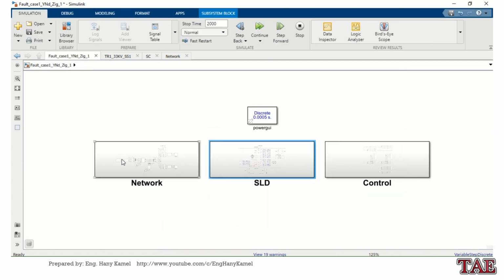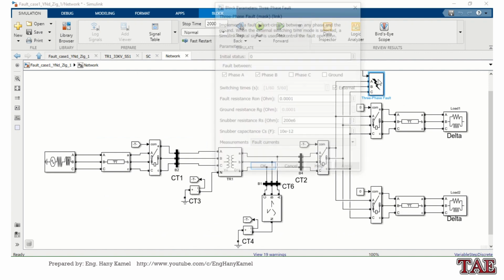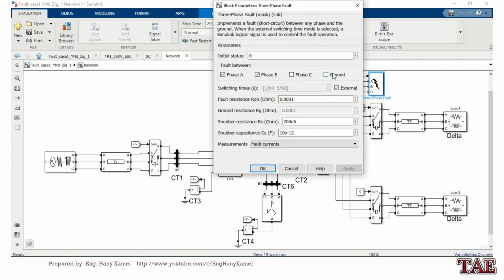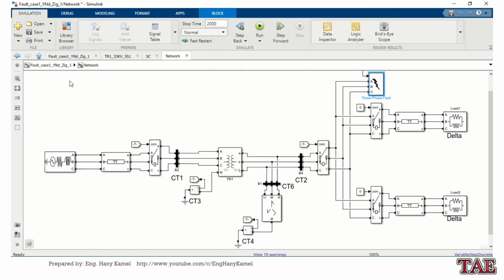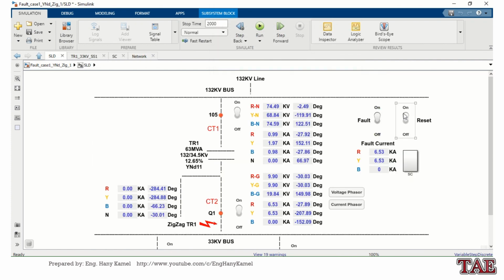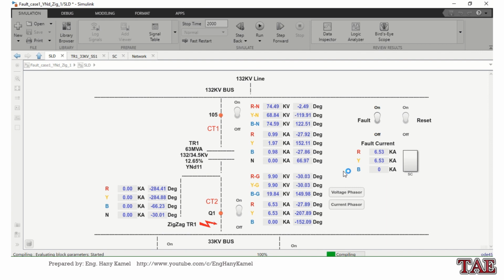We'll move to the next fault, phase to ground fault. Again we'll start the fault and see what will happen, and I will keep force reset.